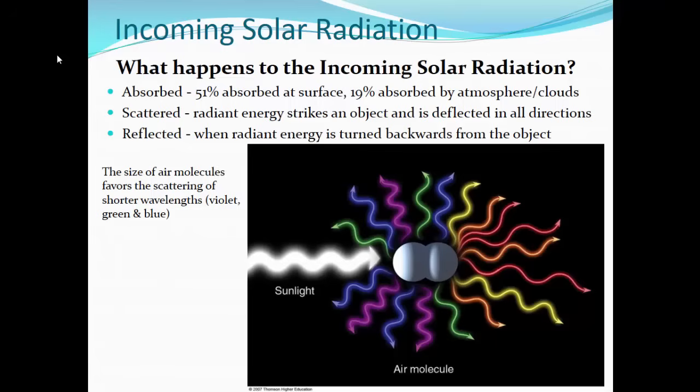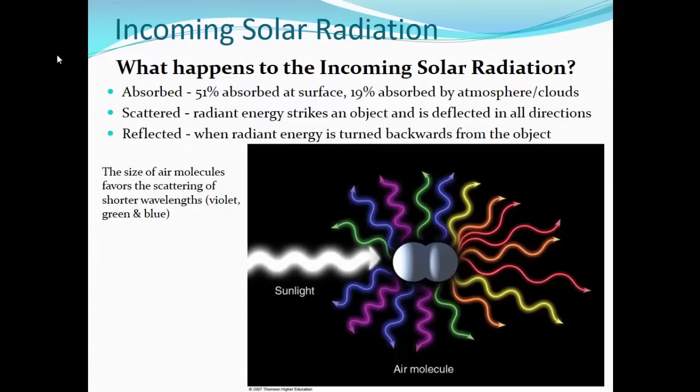Scattered radiation means radiant energy strikes an object and is deflected in all directions. So you can see in the picture the two molecules there, diatomic nitrogen or oxygen. The incoming solar radiation, that white light that's coming in, when it strikes that molecule, some of it is absorbed, a tiny amount, 19%. The rest of it goes through that molecule right to the Earth at 51%. But a small amount of it is scattered. Radiant energy strikes an object and is deflected in all directions.